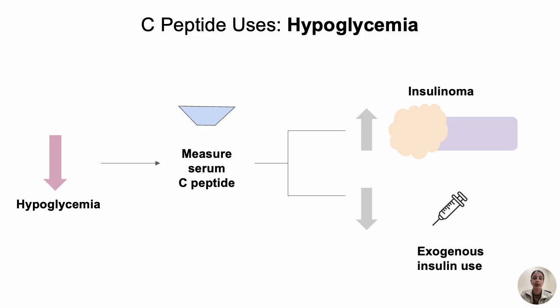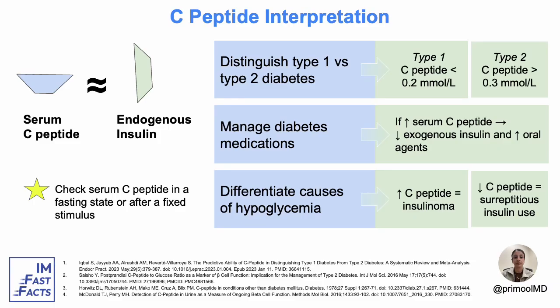The next use of C-peptide is not for diabetes at all. It can help us in diagnosing insulinomas and surreptitious insulin administration. In patients with hypoglycemia, C-peptide can help us decide if there is a pancreatic tumor secreting insulin in which C-peptide levels would be high, or if there is surreptitious insulin use in which C-peptide levels would be low because exogenous insulin does not come with C-peptide.